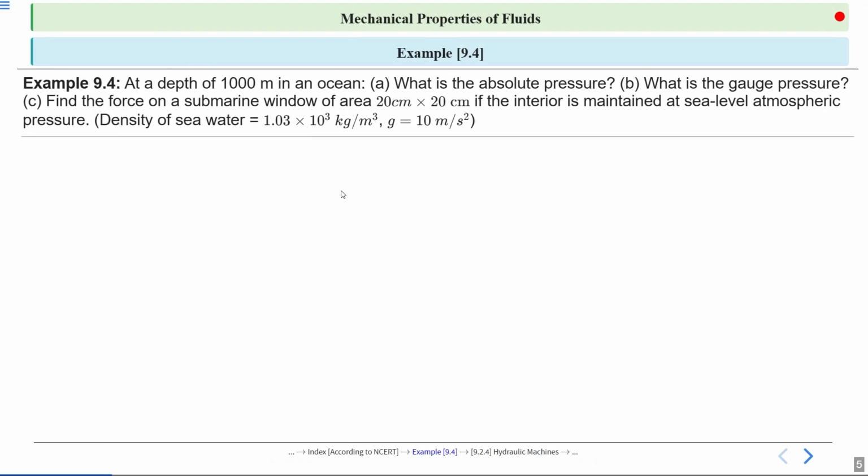Example 9.4. At a depth of 1000 meter in an ocean, what is the absolute pressure? B. What is the gauge pressure? C. Find the force on a submarine window of area 20 cm into 20 cm, if the interior is maintained at sea level atmospheric pressure. Alright. So density of sea water is equal to 1.03 into 10 raised to the power 3 kilogram per meter cube, and g is equal to 10 meter per second square.